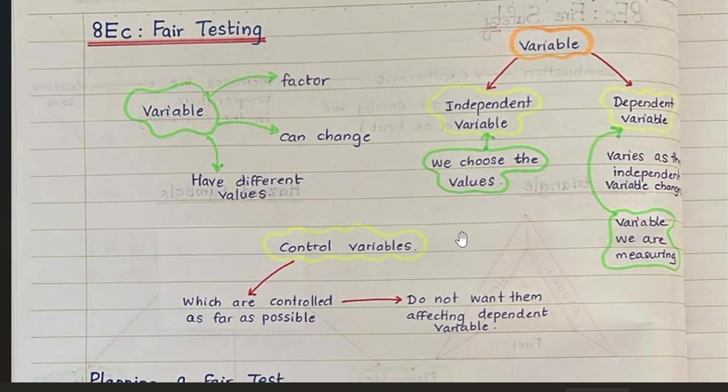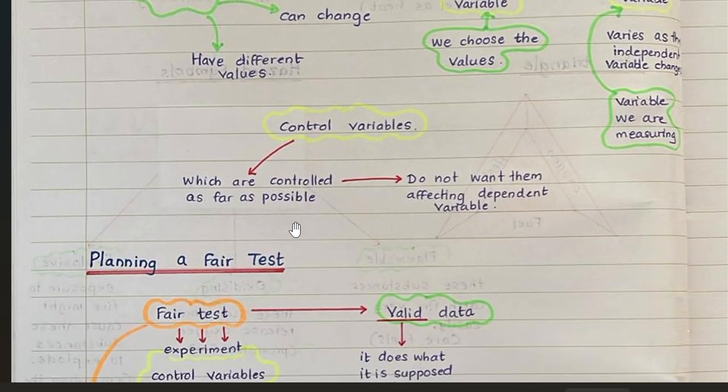Right. There's another group of variables called control variables. What are control variables? These are controlled as far as possible. As much as we can, we are controlling them because we don't want these to affect the dependent variable. Right? So these can affect the dependent variable, so it's very important we control them.